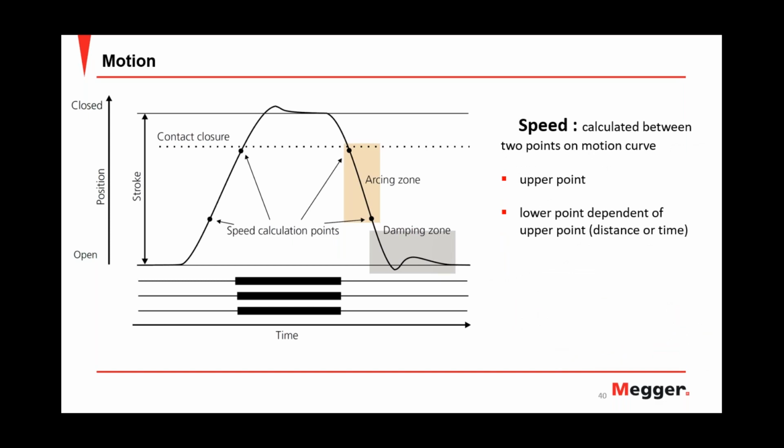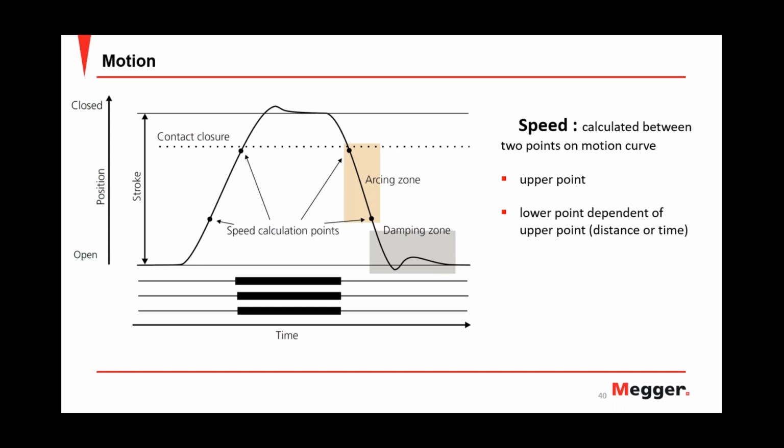The speed can be calculated between 2 points on the motion curve. The upper point is defined as a distance in length, degrees, or percentage of movement from the breaker's close or open position, or the contact closure or contact separation point. And the lower point is determined based on the upper point. It can either be a distance below the upper point or a time before the upper point. Usually the time that elapses between these 2 points ranges from 10 to 20 milliseconds, which corresponds to 1 to 2 zero crossovers.